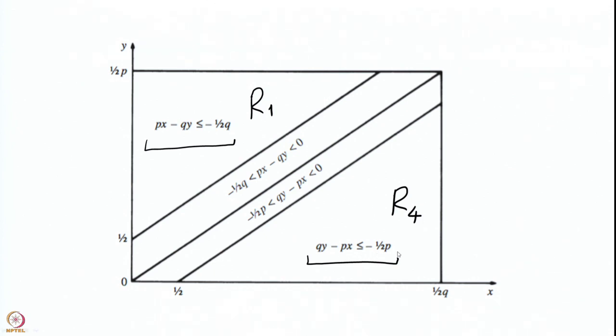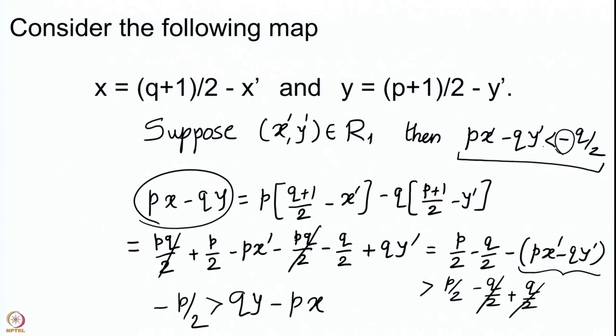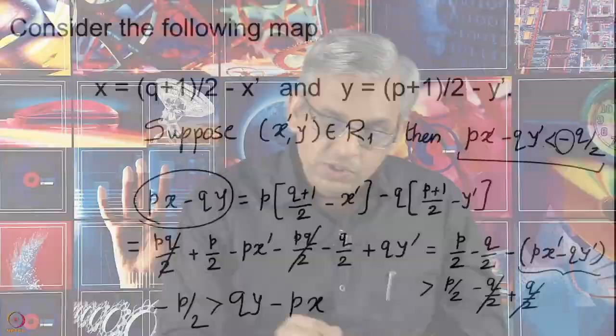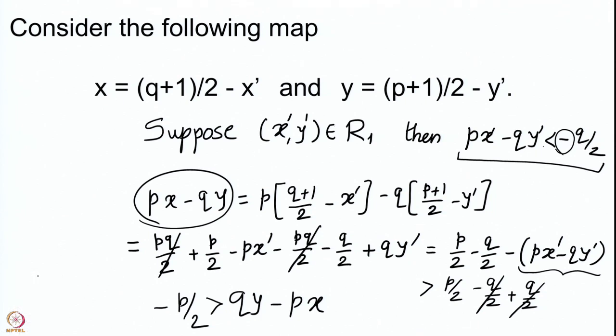Qy minus Px is less than or equal to minus P/2. So, Qy minus Px is less than minus P/2. Of course, we have the conditions on x and y. x is only going from 0 to Q/2, but when you subtract such an x from (Q plus 1)/2, the resulting point is also going to have the same behavior. Similarly, you have the same bound for y. So, we have actually given a map from the region R1 to R4.